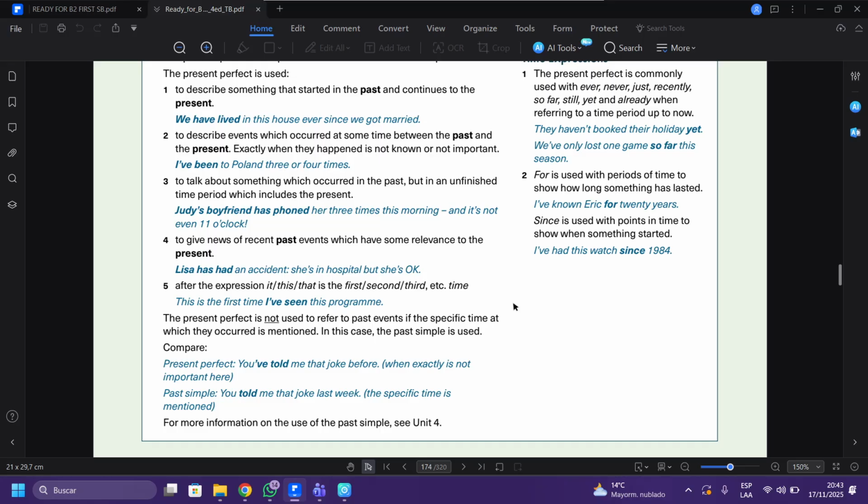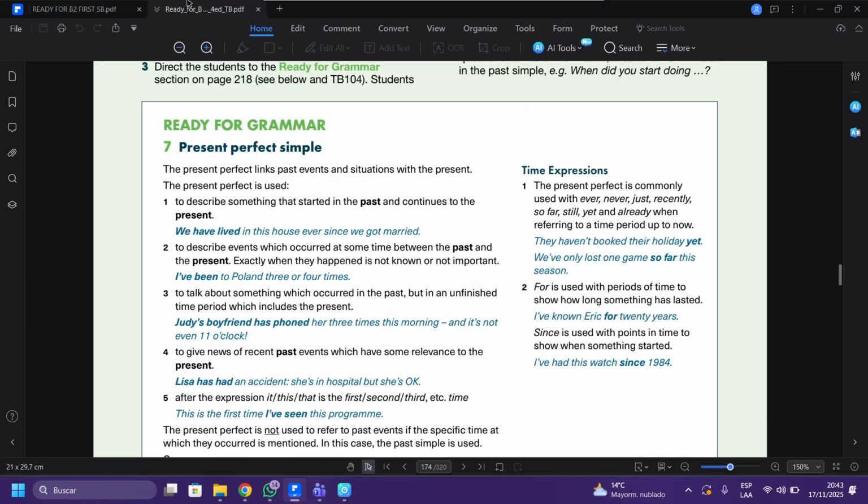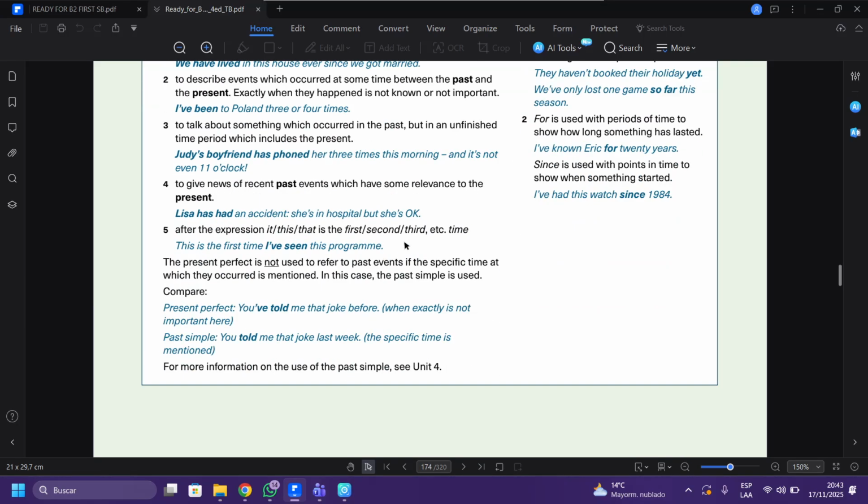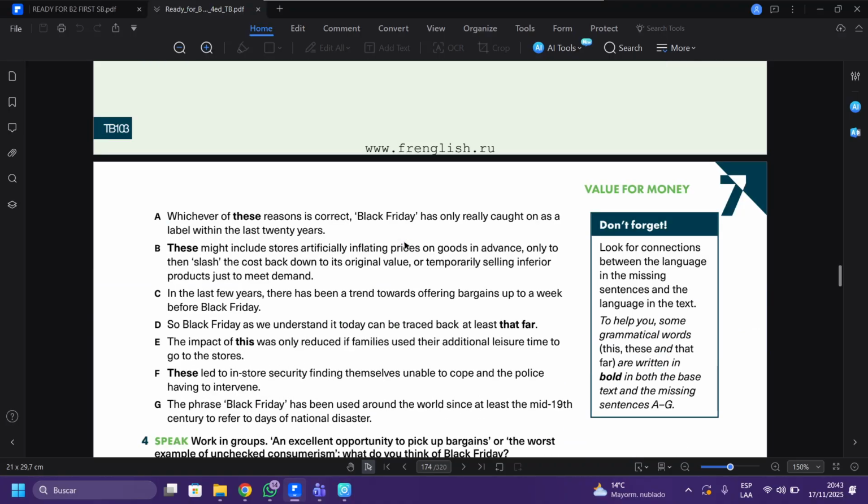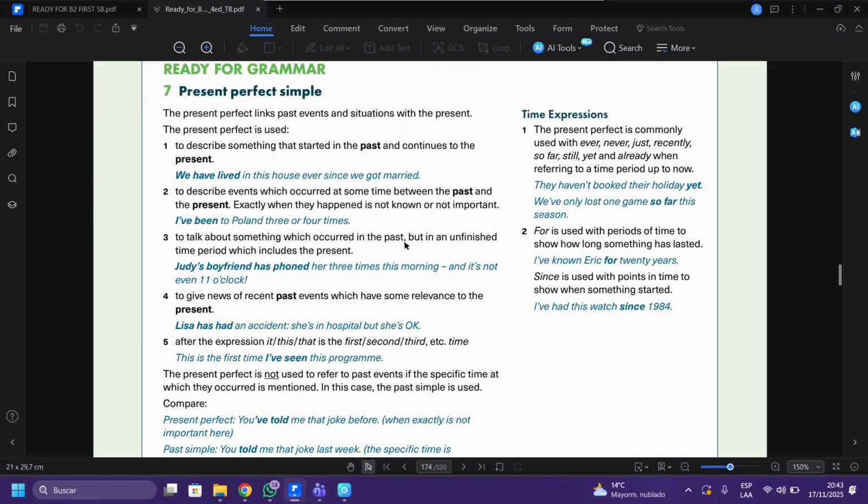Or for: the expression for is used with periods of time to show how long something has lasted. For example, I have known Eric for 20 years. Or since is used with points in time to show when something started. I have had this watch since 1984. And that is all about the present perfect.